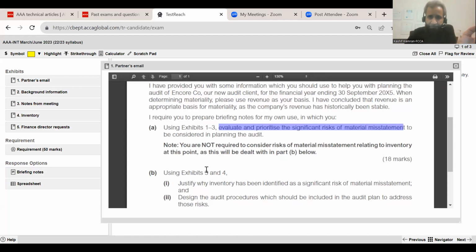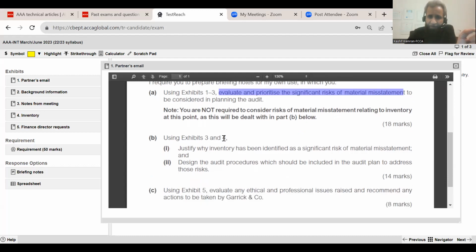Then in the next part, the examining team says using exhibit 3 and 4, not 1 and 2. So the examining team is saying which exhibits to use, 3 and 4, justify why inventory has been identified as a significant risk of material misstatement. So that means in the case study, the partner must have already concluded that inventory is a significant risk, but the examiner wants the justification why the partner considered inventory as a significant risk. What are the underlying justifications? On what basis, on what grounds did the partner think that inventory is a significant risk? So you need to justify that.